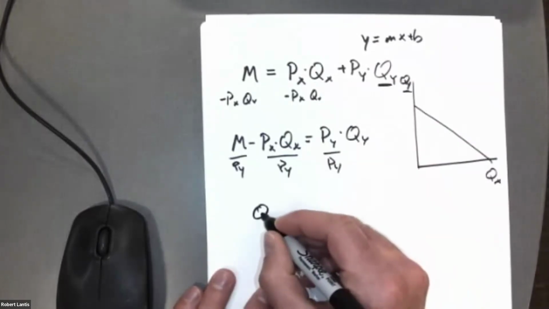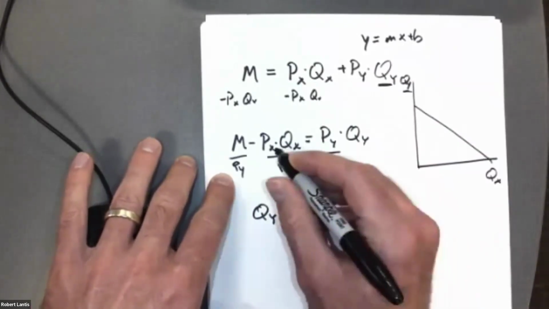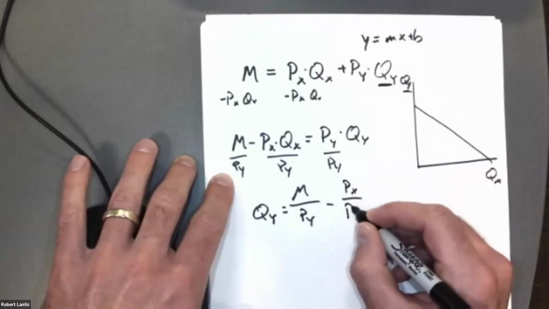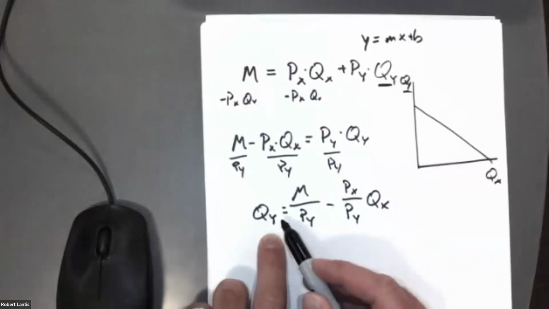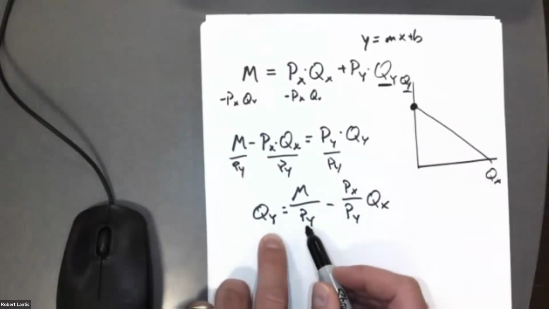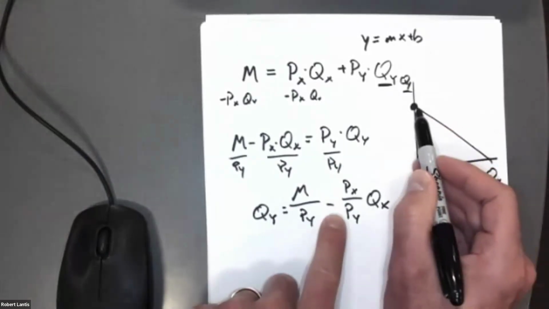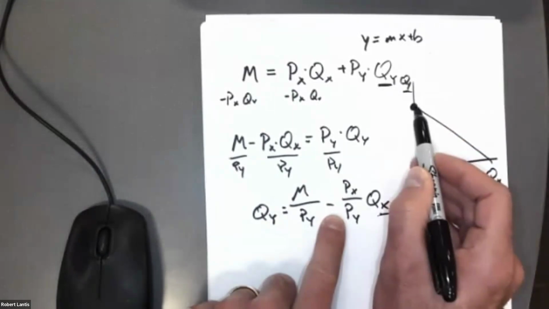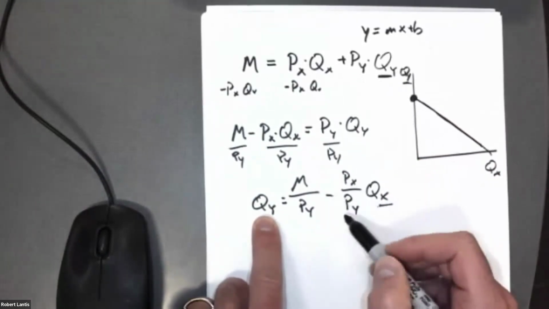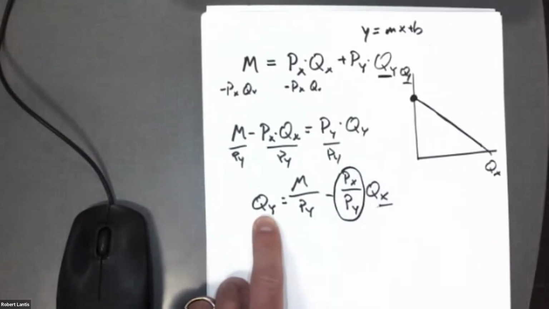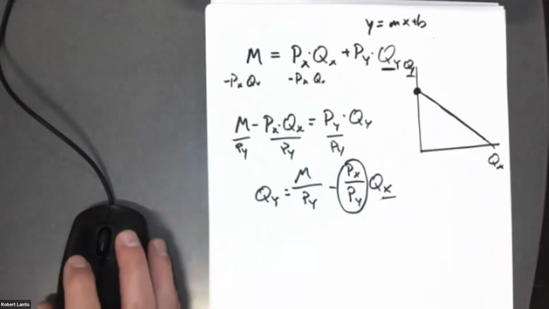Kind of rewrite this over here. So my quantity of Y would be income over the price of good Y minus the price of good X over the price of good Y times the quantity of good X. Well, notice the quantity of Y will start at the income divided by the price of good Y. And then as I buy more of X, it must be that the amount of Y I'm buying goes down by. How much does it go down by? Whatever that relative price of good X is. Okay. So that's another way of seeing where that slope comes from.